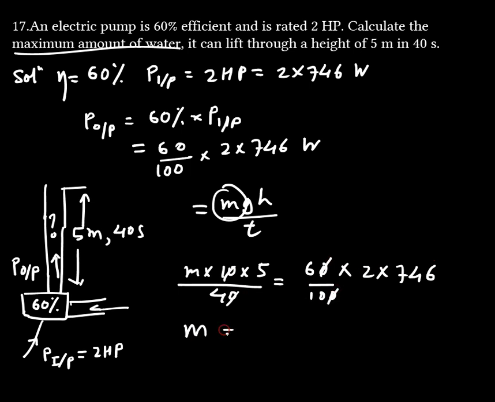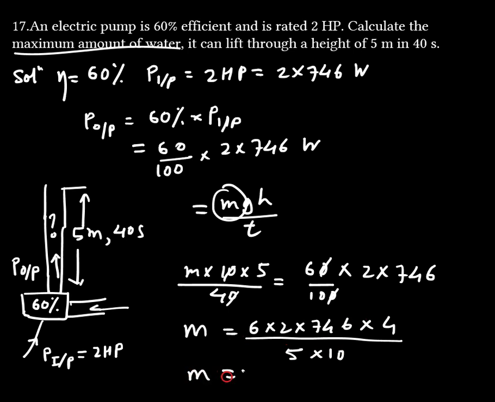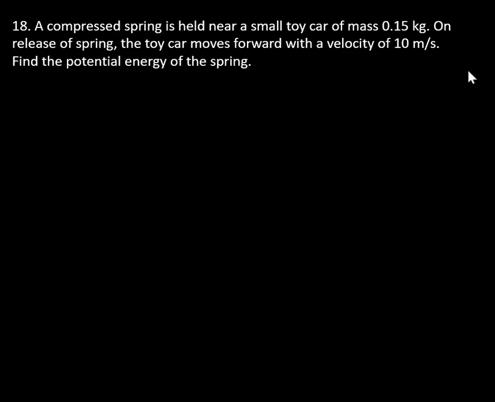So this is 6 into 2 into 746. This 4 will go up and this 5 is down and with a 10. So therefore this answer will be 716.16 kilogram. This is the amount of water that can be lifted. Now let's move on to the next question. Here is our next question.